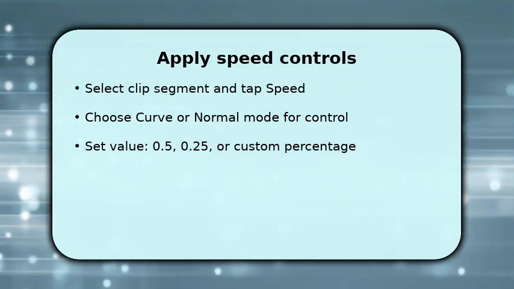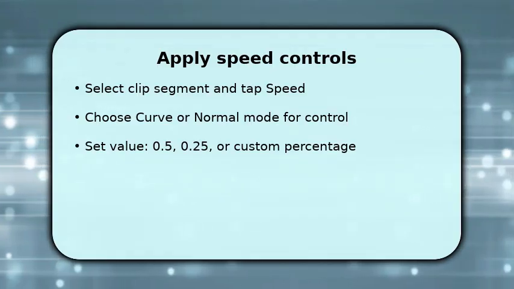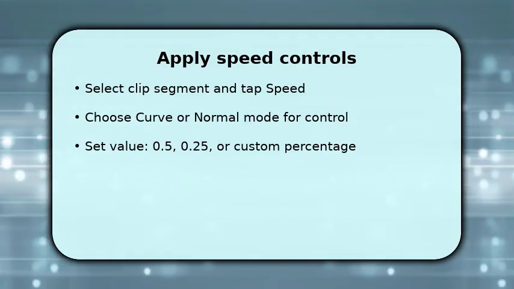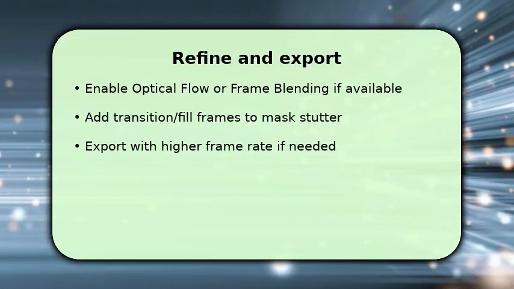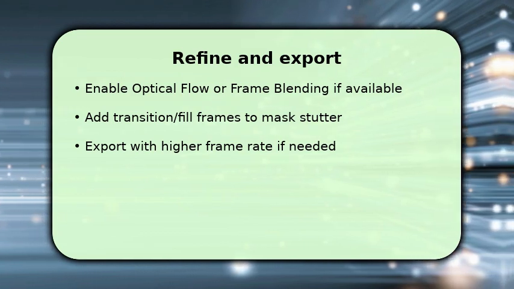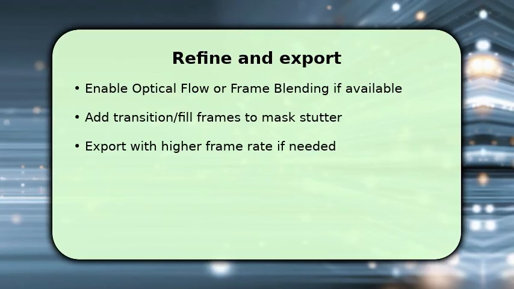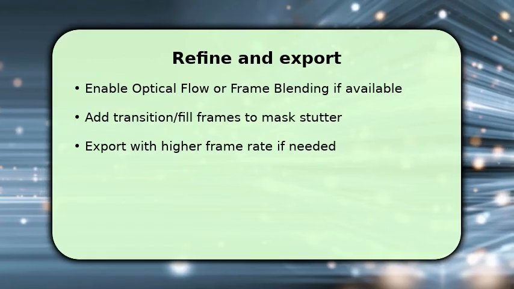Once done, play back and watch for judder. Make minor adjustments to values or add frame blending to improve smoothness. Finish by refining playback and preparing export. If your device supports optical flow or frame blending, enable it to generate intermediate frames and reduce stutter. Otherwise, add short crossfades or duplicate frames to smooth the cut.